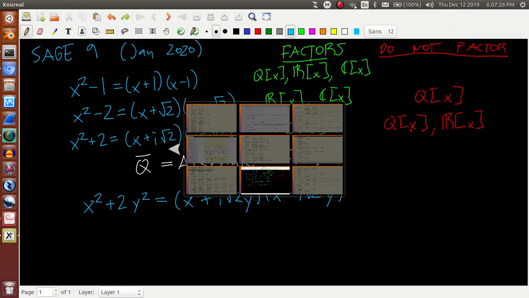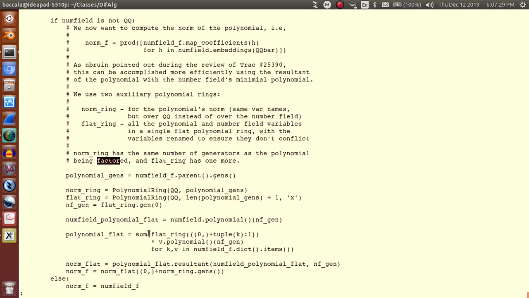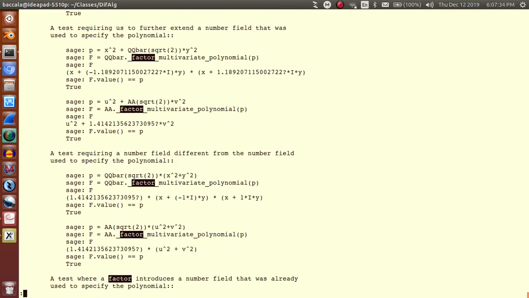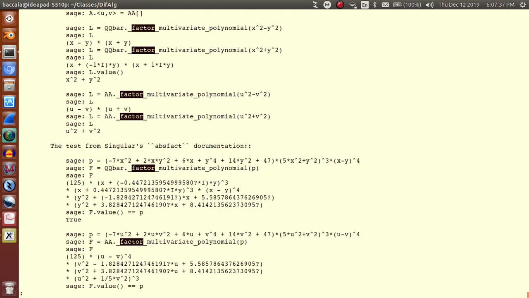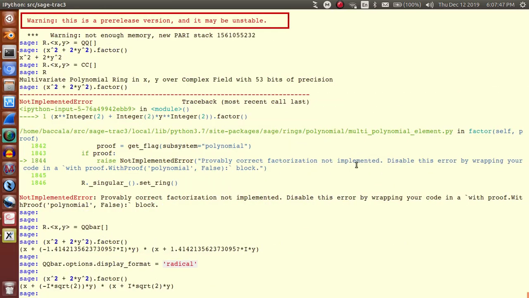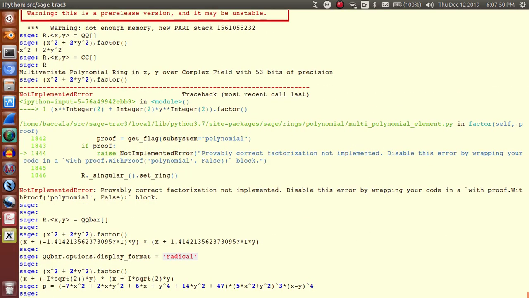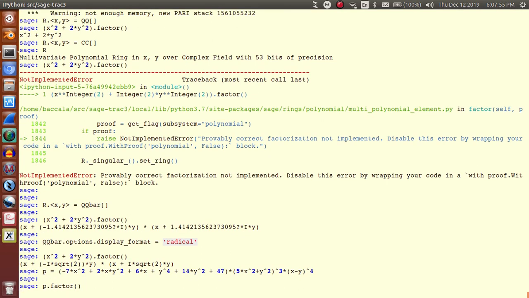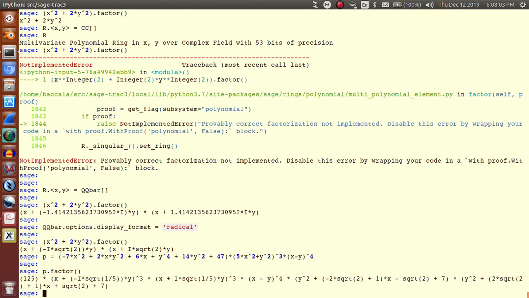Let's take a look here. Some of this is the source code that implements it. I'll show you in a minute a little bit about how it works. But here's a test case from Singular. This shows a kind of complicated polynomial here, P, in x and y. It's a multivariate polynomial, so we factor this. It chugs along for a while, and we get this factorization here.